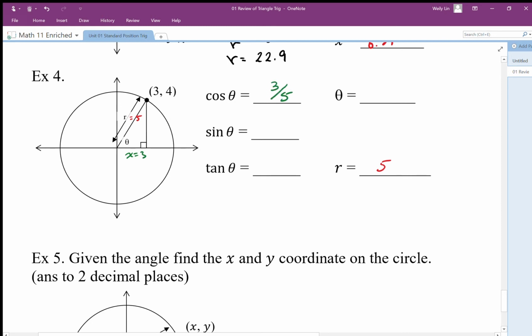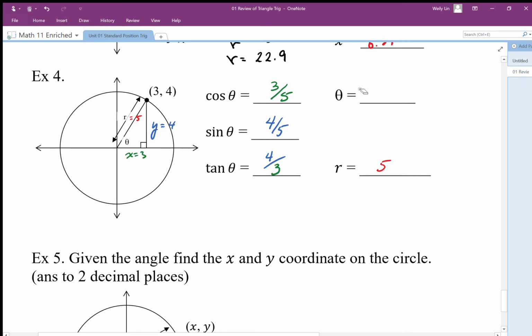Okay, the sine ratio is going to be based on our y coordinate of 4. So we end up with 4 over 5 as our sine ratio. And then the tan ratio is going to be the vertical rise over run. Okay, so there's our tan ratio. So all that is in exact values. We keep that in exact values.